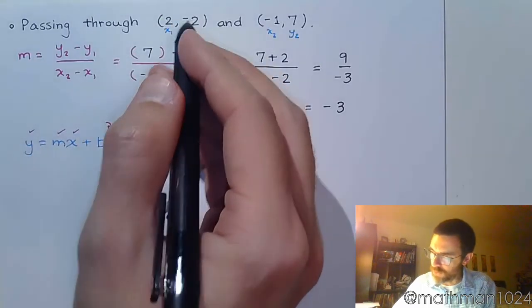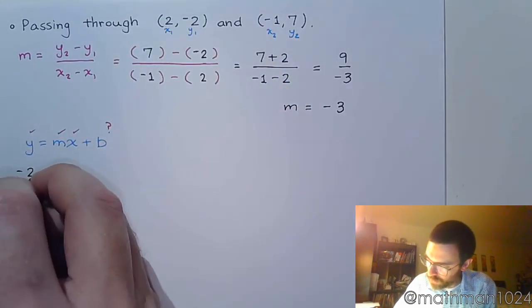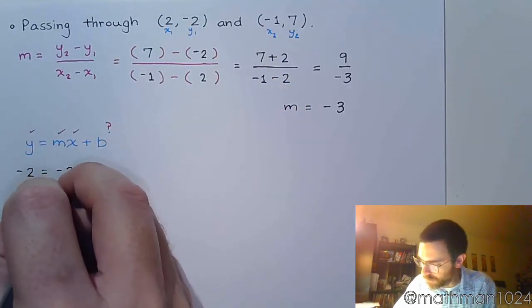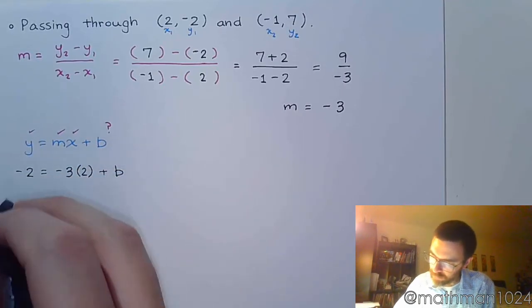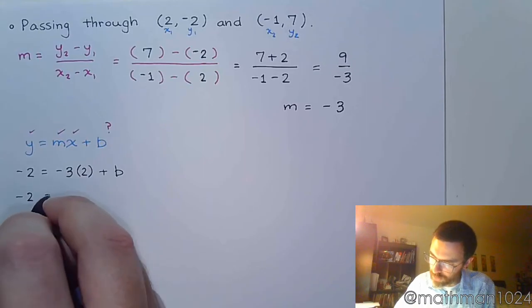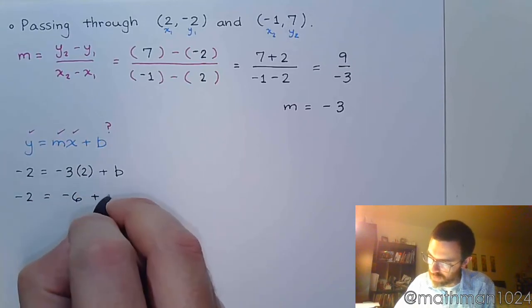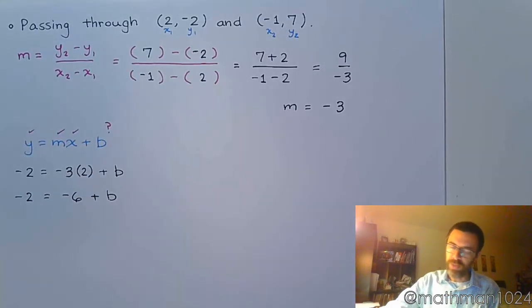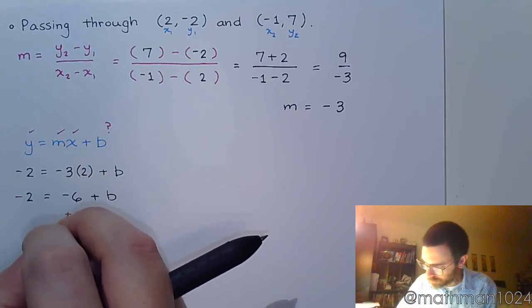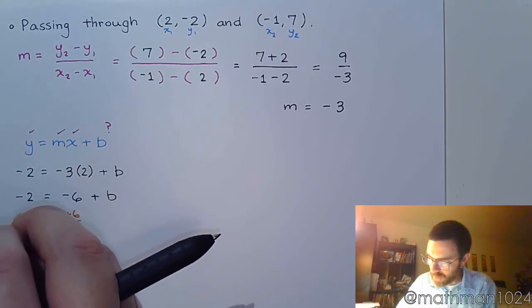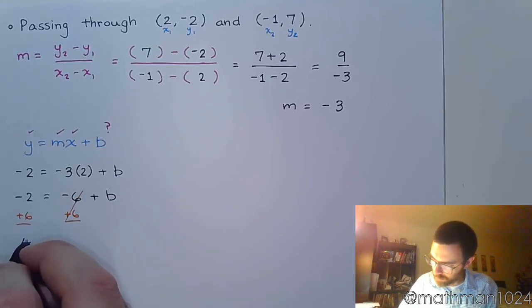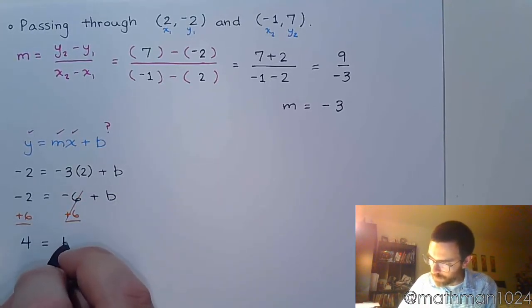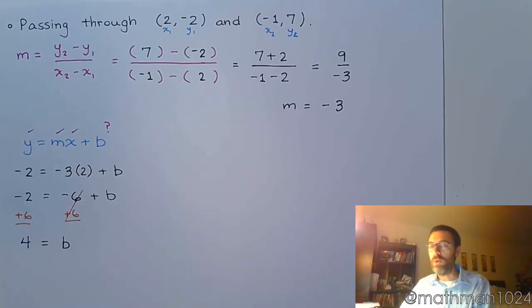So if I use this first one, y is -2, the slope is -3, and x is +2. Alright, so we get -2 is equal to -6 plus b. Add 6 to both sides to get b by itself. And we find that our b value is +4.